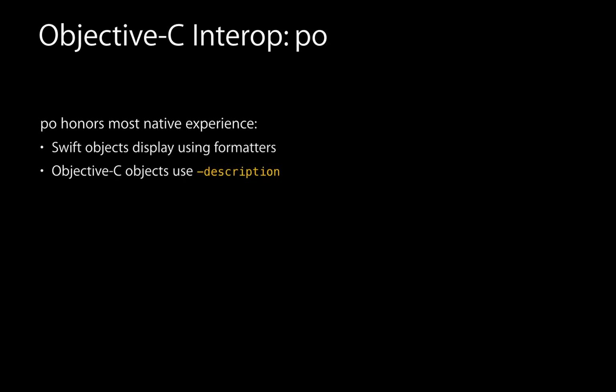po is in a way similar to the expression command, but once you get the result of your expression, it goes back to that most native experience that the variables view lives by. Swift objects will display using data formatters. Objective-C objects will display using their description method, much like they did before Xcode 6. That can get funny real quick.